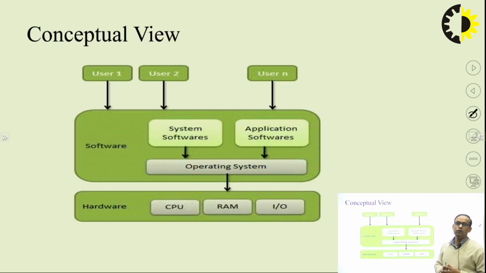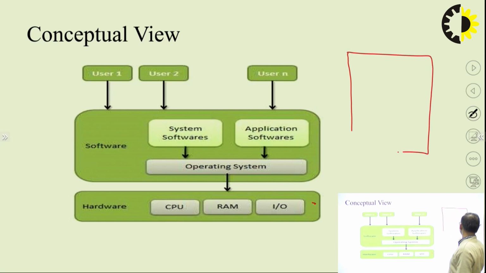This is the conceptual view. Actually, this is the lowest layer. The lowest layer is the hardware layer, then software, and then the user. Okay, we can say that in general, the lowest layer is the hardware layer, which consists of different types of hardware components of a computer system.